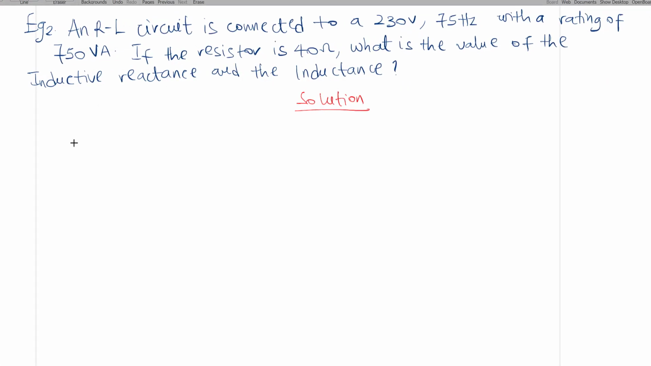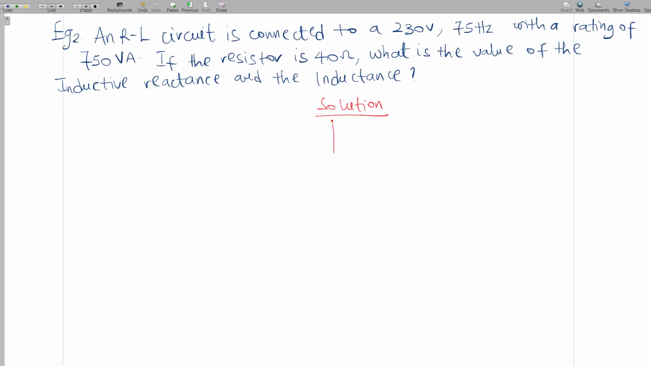An RL circuit is connected to a 230 volts 75 Hz supply, with a rating of 750 VA. If the resistor is 40 ohms, what is the value of the inductive reactance and the inductance? So what we have to find is inductive reactance, that is XL, and inductance, that is L.